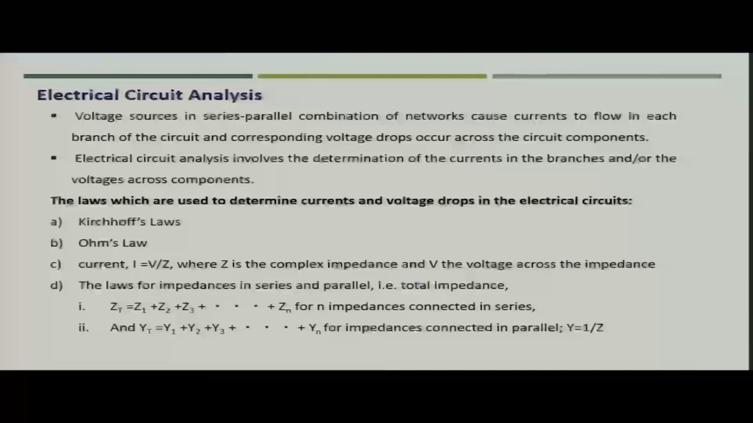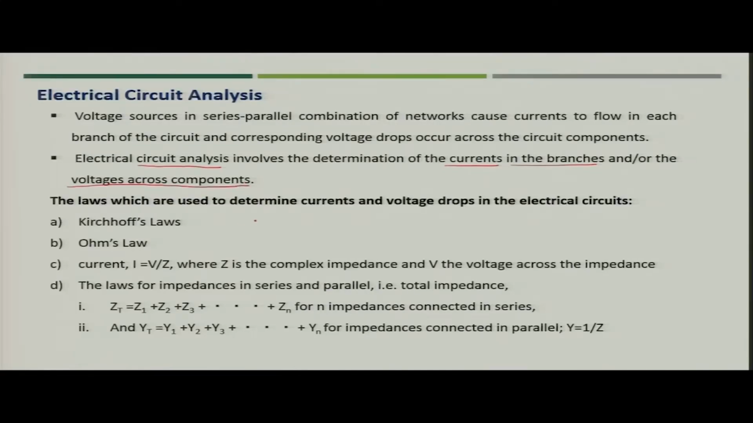But in a real scenario, the electrical circuit will not be purely series or parallel, it will be a combination of both. So, the objective of electrical circuit analysis is that you need to find the currents and the voltages across the elements connected to the network. So, we will try to analyze the circuit and find the currents in the various branches of the network and the voltage across the components.